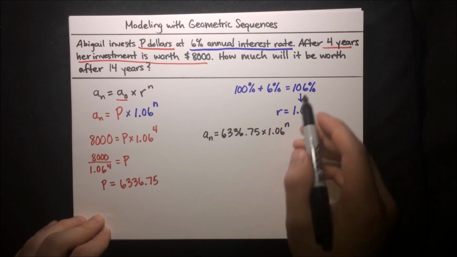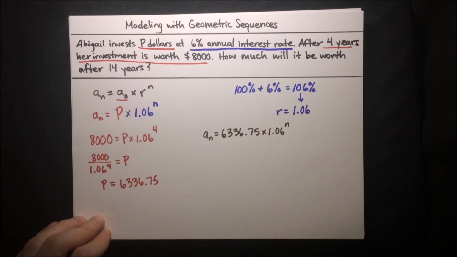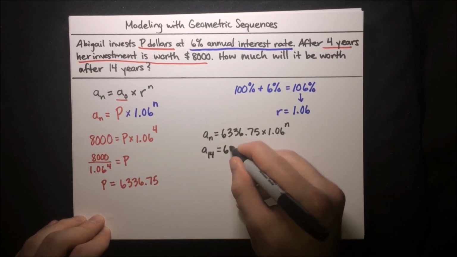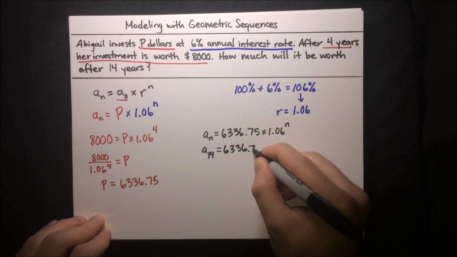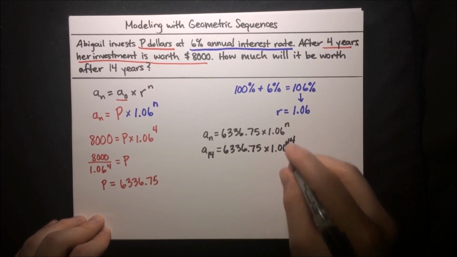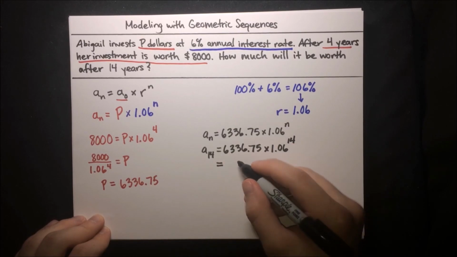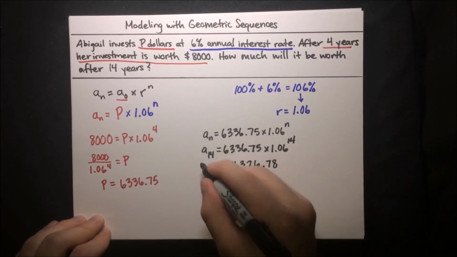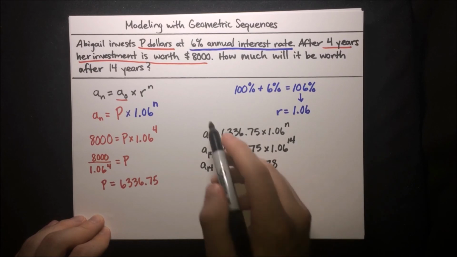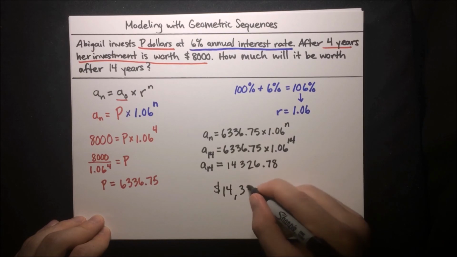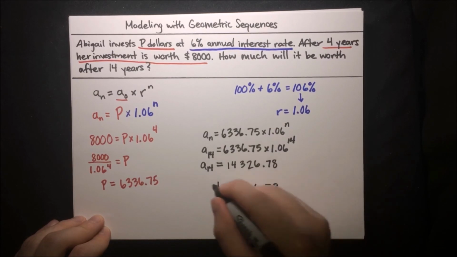And now we're in a good position to go ahead and plug in n equals 14. So we do that, plug in n equals 14. a_14 equals $6,336.75 times 1.06 to the power of 14. And we punch that into our calculator. The result is $14,326.78. So that's our value a_14. So that is how much it's worth after 14 years. $14,326.78.